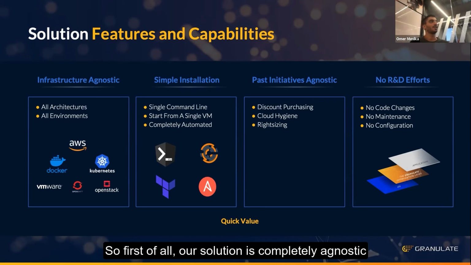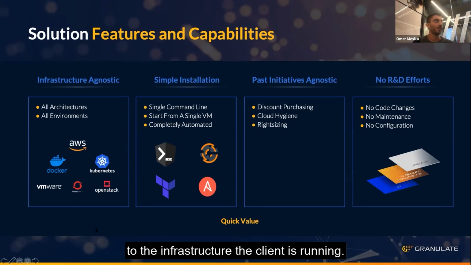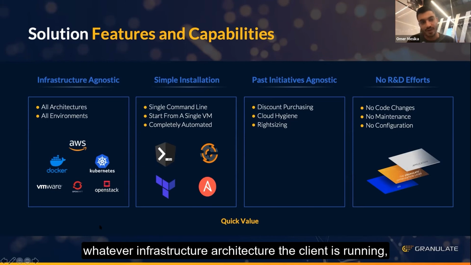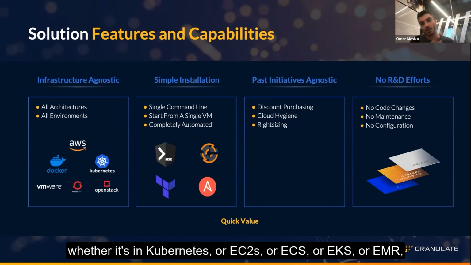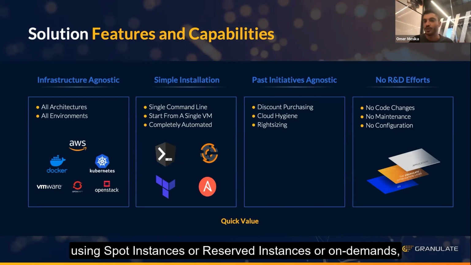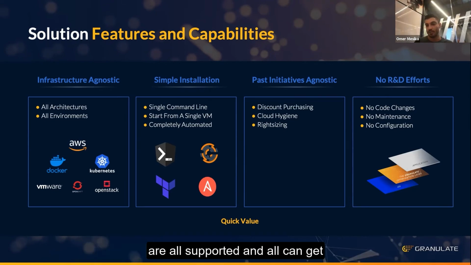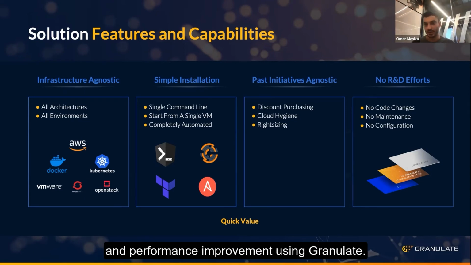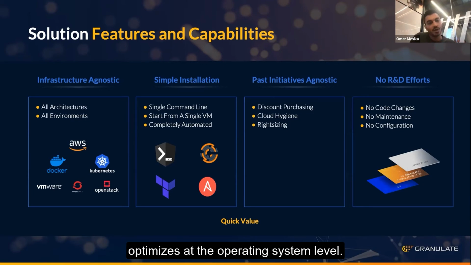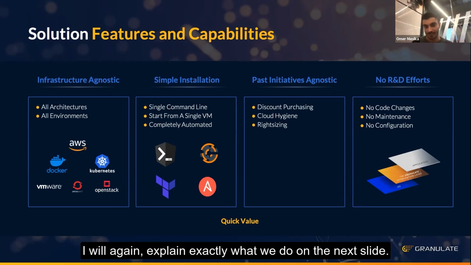So first of all, our solution is completely agnostic to the infrastructure the client is running. So of course, on AWS, whatever infrastructure architecture the client is running, whether it's Kubernetes or EC2s or ECS or EKS or EMR, using spot instances or reserved instances or on-demand, all are supported and all can get pretty significant cost reduction and performance improvement using Granulate. This is because our solution is optimized at the operating system level, so what is running on top of the operating system doesn't really affect the improved performance. And I will again explain exactly what we do on the next slide.